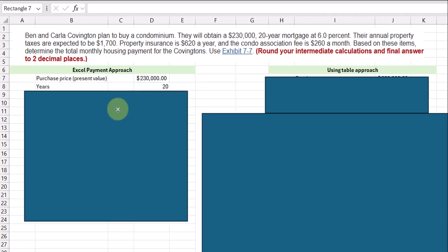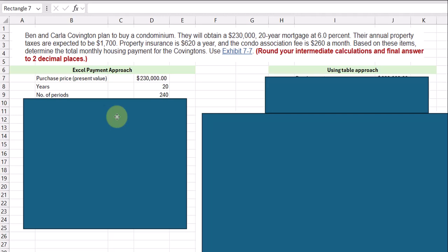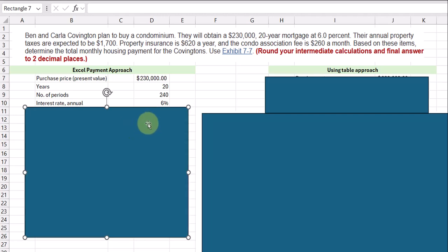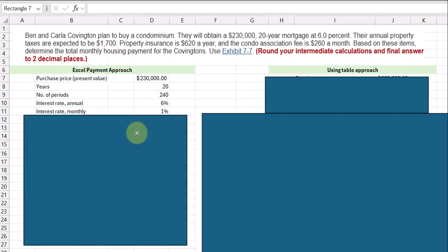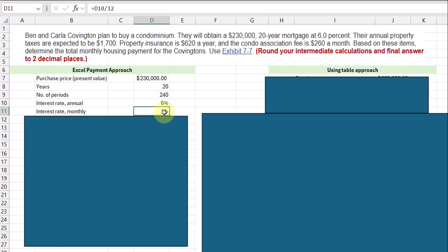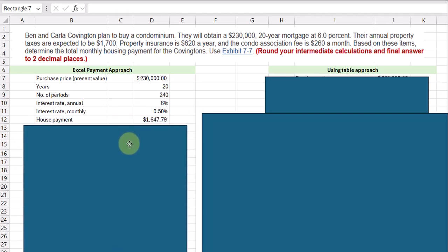Now, it's a 20-year mortgage, so that's in years. So the number of periods would actually be 20 times 12, right? Take 20 times 12. So 240 periods. The interest rate on an annual basis is 6%, but on a monthly basis, we need to divide that. Now, it comes to 1%, but probably I should show a bit more decimal points here. 0.5% is what it would be on a monthly basis. Okay, and then we can determine the house payment.